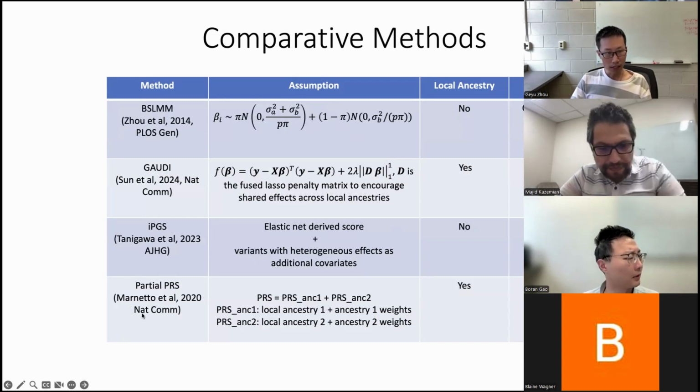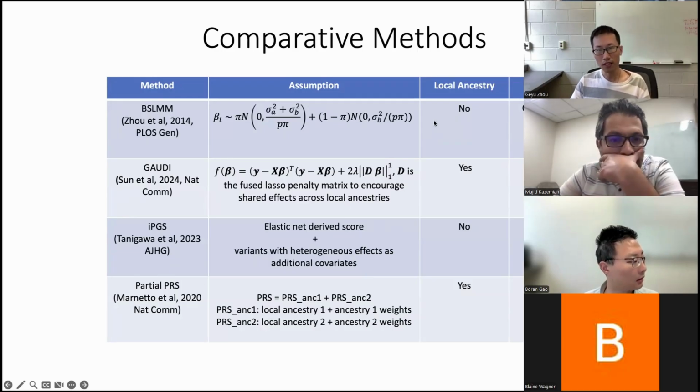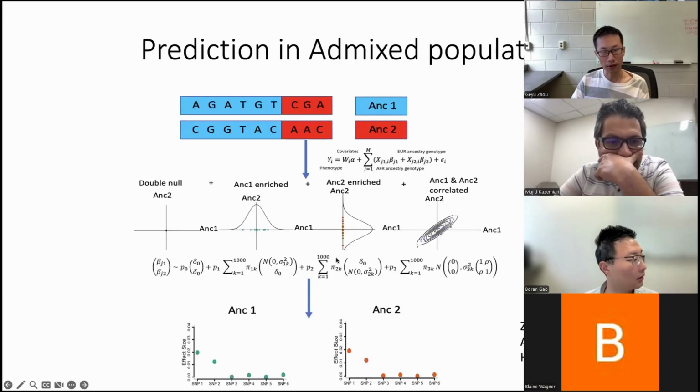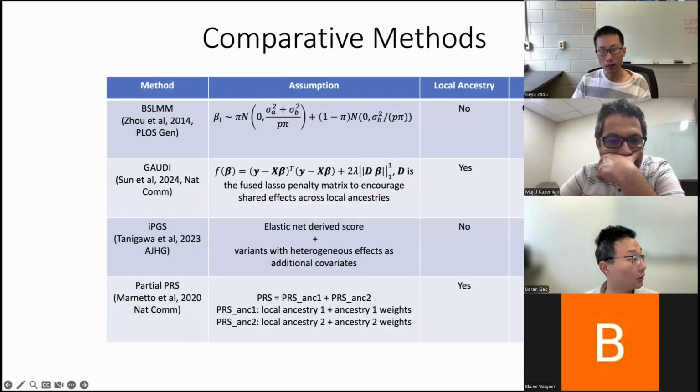For our two other methods, recently developed, Gaudi and partial PRS, they use the information from the local ancestry, although they do not use a type of prior like we do. And one thing about Gaudi and partial PRS is they only use part of the SNPs, not the genome-wide SNPs, because of some computational issues with those methods.